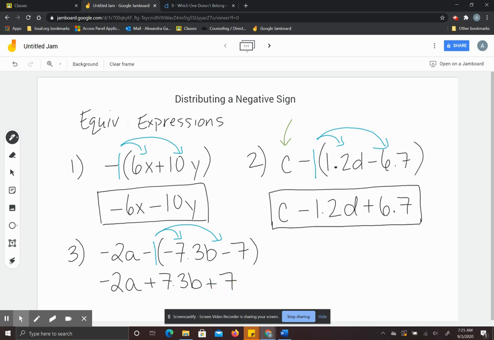And then I look, do I have any like terms? I've got an a, a b, and then no variable. So they're all staying separate. And that is my equivalent expression. So like we've kept value the same, but now we've kind of simplified what it looks like. And that's it for distributing a negative sign.